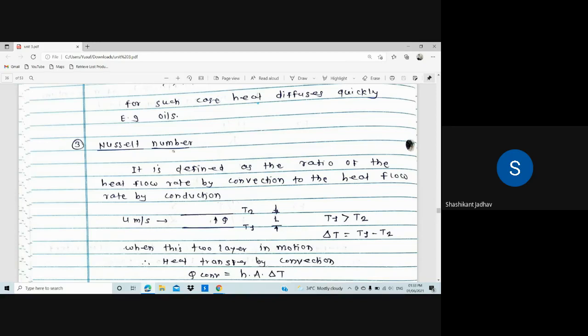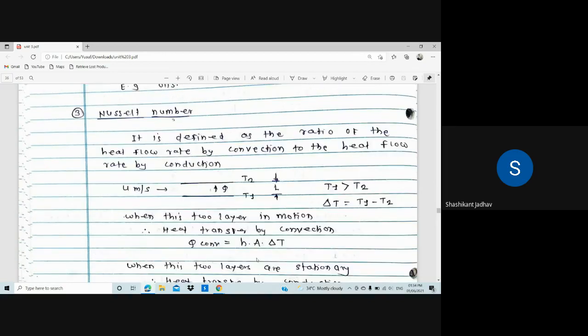So now draw one diagram. There are two layers having velocities u meter per second. One layer having temperature T1, another layer having temperature T2. The distance between these two layers is L, and heat transfer takes place from one layer to the other layer, that is Q. Okay, so all of you draw this diagram. T1 is greater than T2, so heat transfer from bottom layer to the upper layer takes place. Delta T is nothing but T1 minus T2.